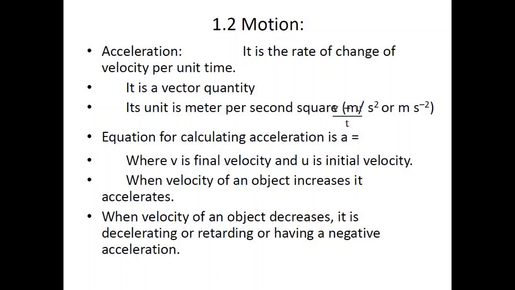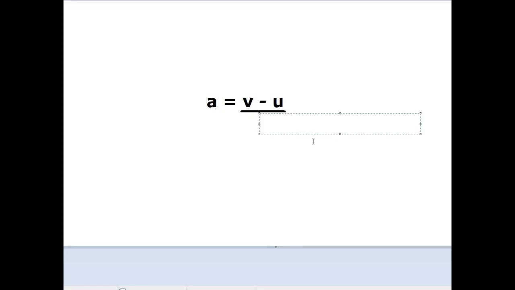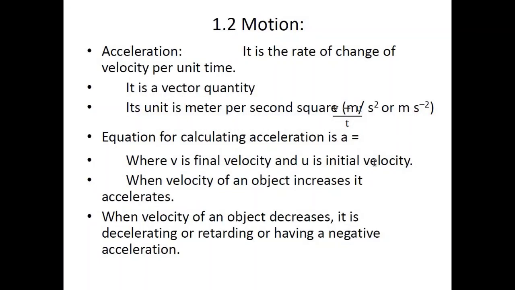This got a little messed up, so let me write it properly. This is the equation for acceleration. v is the final velocity, u is the initial velocity, and t is the time taken. When the velocity of an object increases, it accelerates, and when the velocity of an object decreases, then we say that the object is decelerating or retarding, or it is having a negative acceleration.